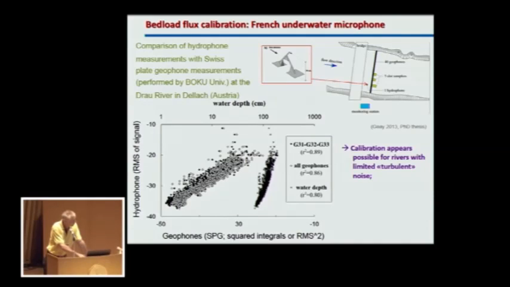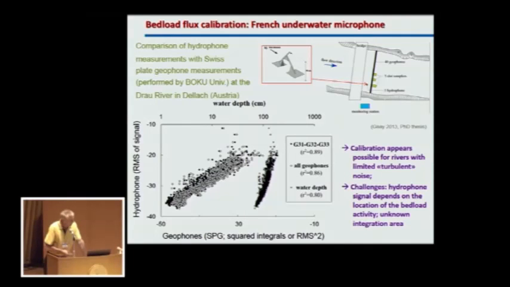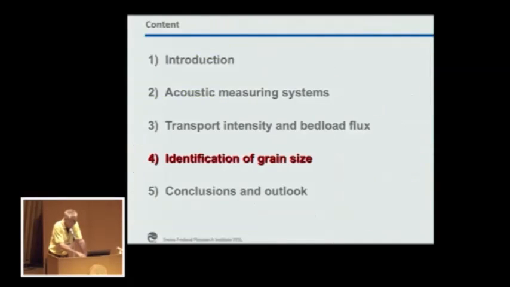So calibration appears to be possible for rivers with limited turbulent noise. This is one conclusion of the groups that have studied the performance of this system. We can also say that the main challenge with this system is that the hydrophone signal depends on the location of the bed load transport activity, and generally the integration area is unknown and probably also quite difficult to determine.